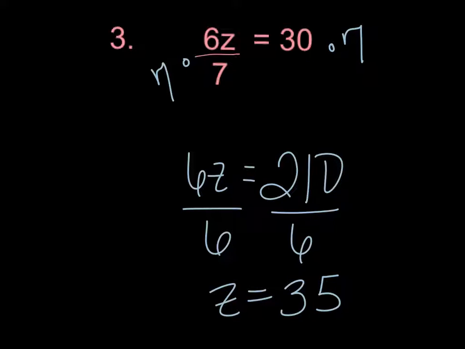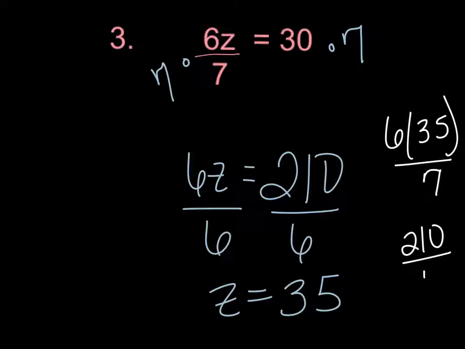Now, if I'm not sure if I got it right, I can substitute it in to check my answer. 6 times 35 divided by 7. Well, 6 times 35 is 210, and 210 divided by 7 is 30. So I did get it correct. If you're ever unsure, always substitute to check your work.